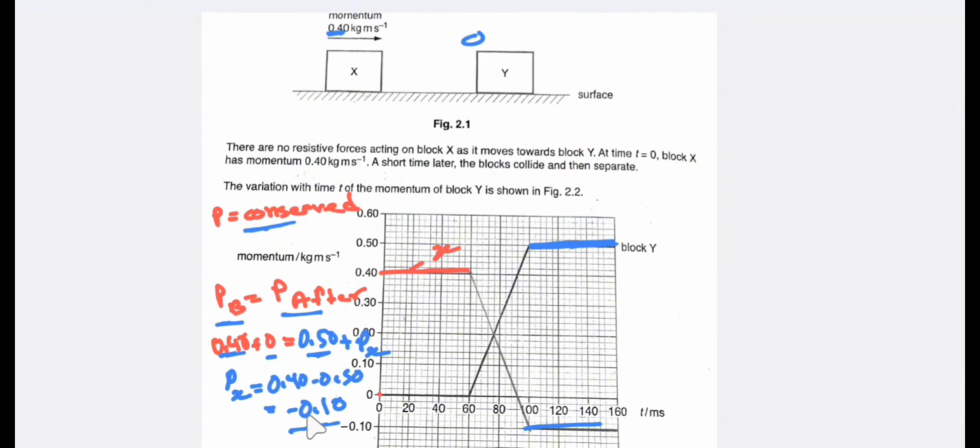So this is the final momentum for block X. Block X, the final momentum is negative 0.10. And if we join the two lines, then this is the graph for X. This is the momentum time graph for X.